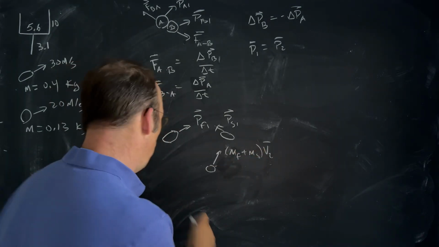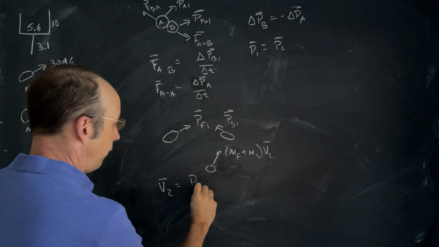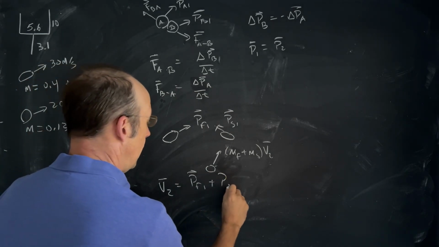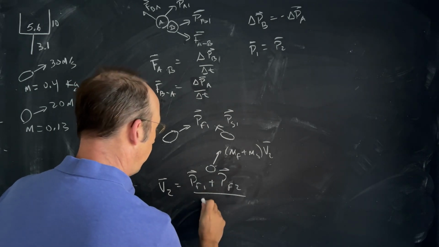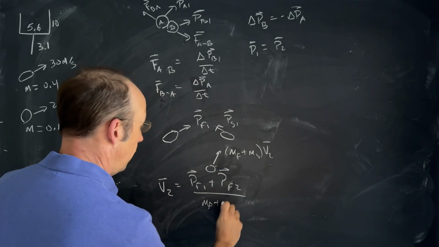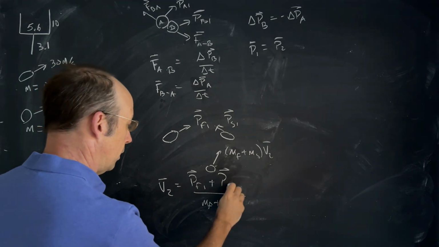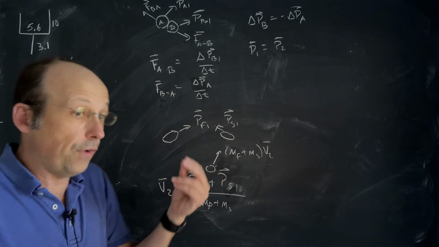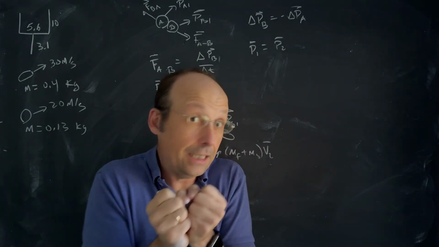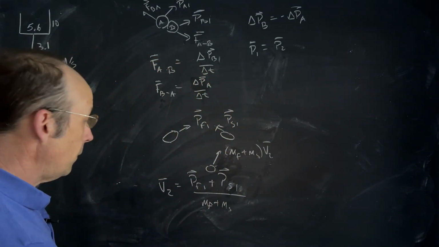And we could find that the new velocity, V2, is going to be equal to PF1 plus PF2, all that over the total mass, MF plus MS. No, this is PS1, MS. And so that's what we're going to do. If I know the velocities right before they collide, I can just calculate the final velocity afterwards. And that's what I'm going to do.